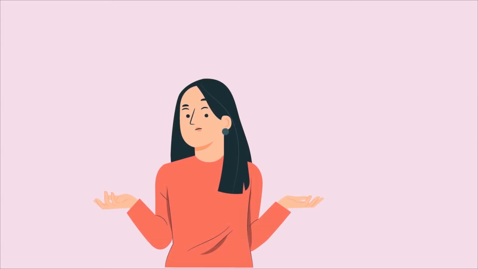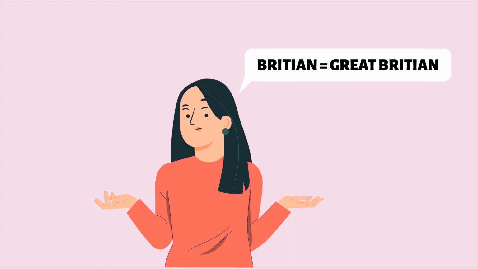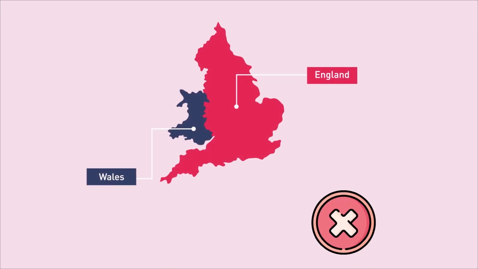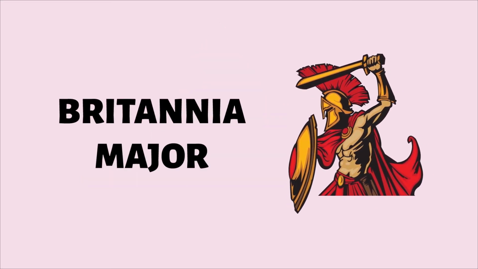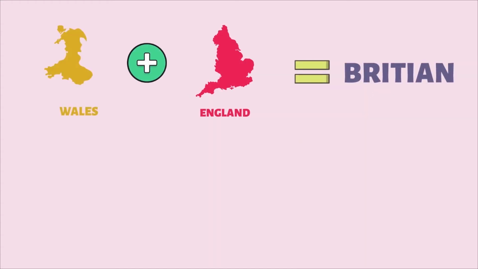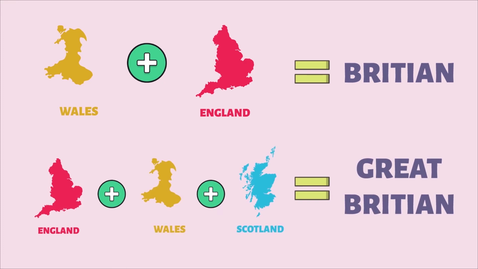Another question that would come to your mind would be about the similarity between Great Britain and Britain. The terms Great Britain and Britain are sometimes thought to be the same, but that is not the case. Britain is a political entity that does not exist anymore. British is a term used to refer to the Roman territory of Britannia Major, an area that was conquered by the Romans. The Romans never conquered Scotland. So Britain refers to Wales and England, while Great Britain refers to Wales, England and Scotland.